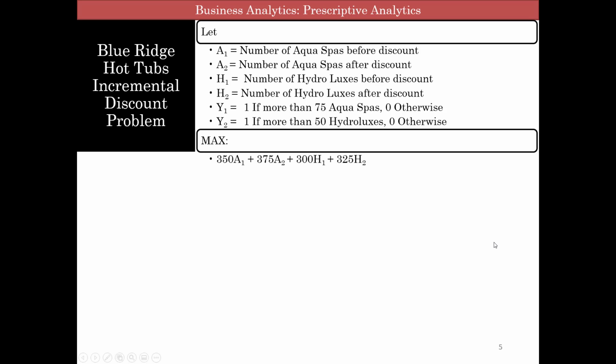And so now we are looking at the objective function. Notice in the objective function that A2 values are always more than A1. Similarly, H2 is more than H1. So your computer is going to try to fill A2 faster. It wants to fill A2 rather than A1. It wants to fill H2 rather than H1 because it's a maximization problem.